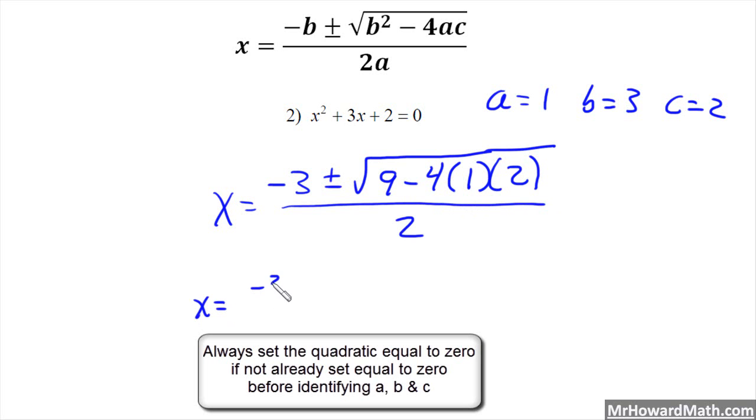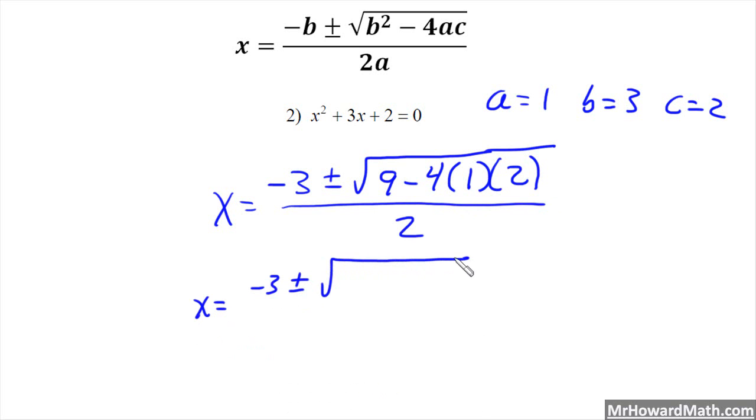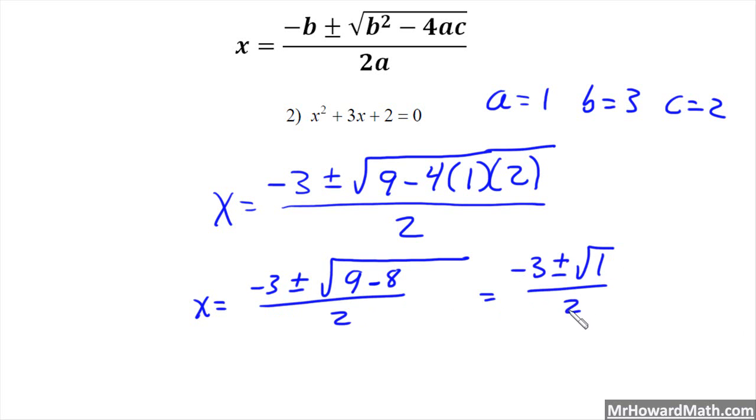Next step, negative 3 plus or minus the square root of. So here I have this part right here, I have negative 4 times 1 times 2, so that's negative 8. So we have 9 subtract 8 all over 2. 9 minus 8 is 1, so we have negative 3 plus or minus square root of 1 all over 2. And again, as you practice this more and more, you can start combining some of these steps.